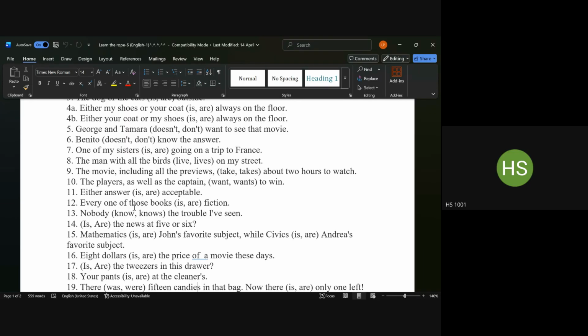Same thing. People might have a tendency to choose the plural "live" because of birds, right? But is birds the subject of the sentence? The man is the subject. With all the birds is an interfering phrase. You can remove that phrase and still have a grammatical sentence: the man lives on my street. So the man with all the birds lives on my street, not live on my street.